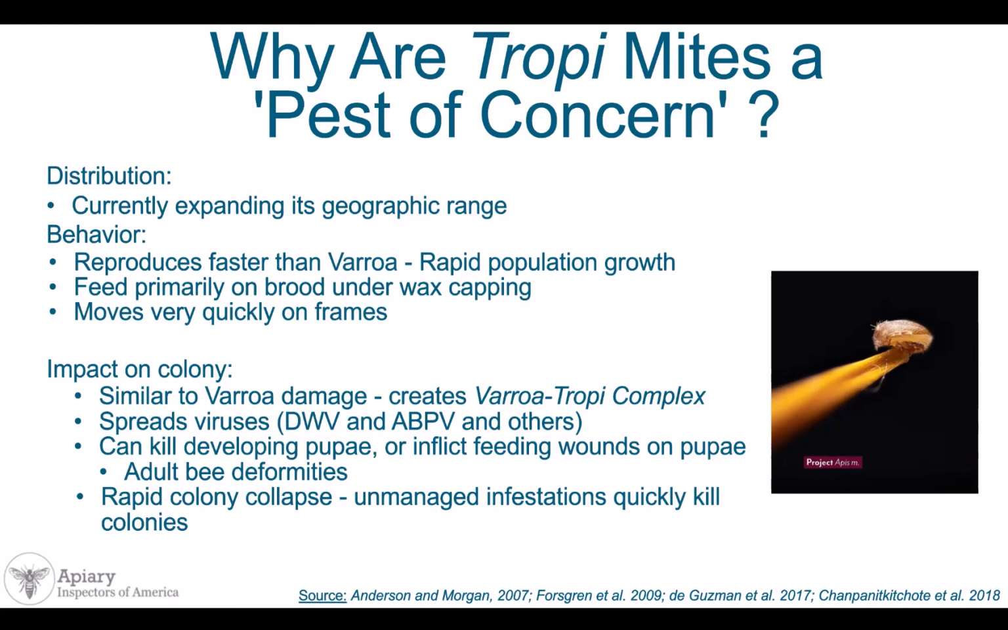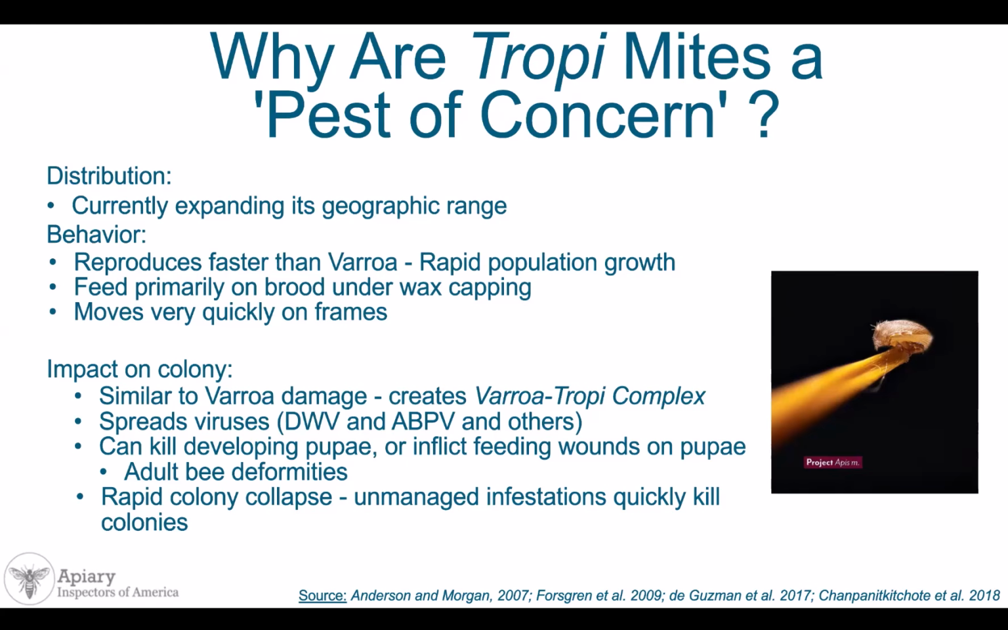Because of its behavior, it reproduces faster than Varroa, has rapid population growth, feeds primarily on brood under the wax cappings, and moves very quickly on the frames. If it did get here, it can cause a lot of damage to our hives. The impact on a colony is similar to Varroa damage, and it creates a Varroa-Tropi complex.